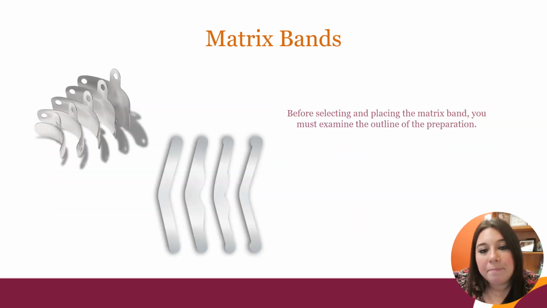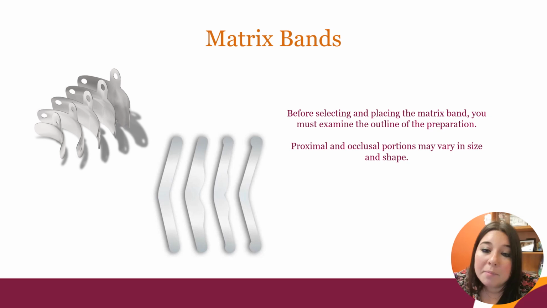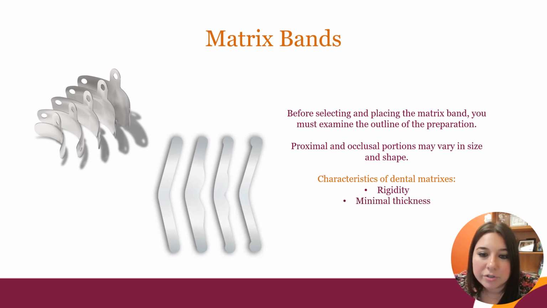So matrix bands. Before selecting and placing the matrix band, you must examine the outline of the preparation. Proximal and occlusal portions may vary in size and shape, so we have to pick the right type of band. Characteristics of dental matrices. You have to look for rigidity of the band. We don't want a band that's going to be very flimsy, that's going to move very easily. We want it to have a little bit of structure to it.